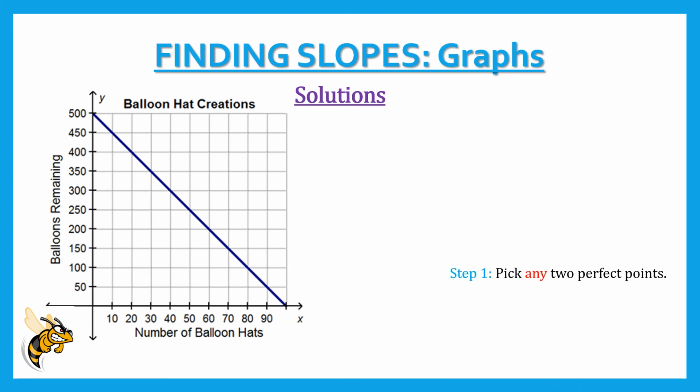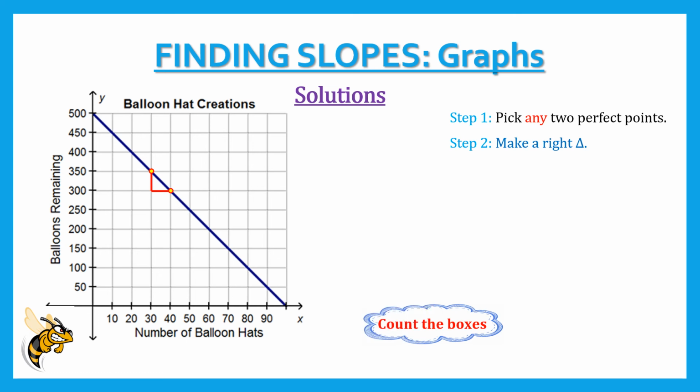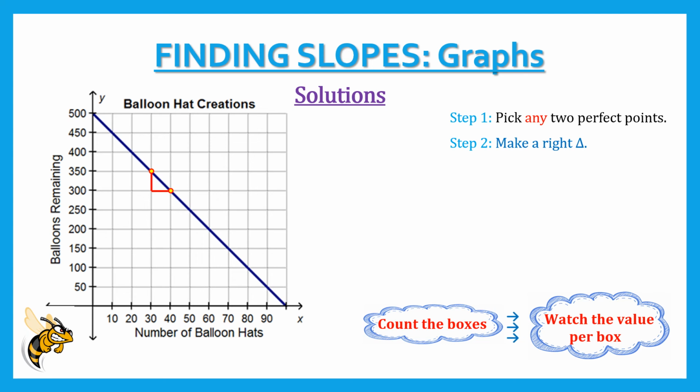In this case, we're going to pick, once again, 2 perfect points. We're going to make a right triangle. And we're going to count the boxes, and we're going to pay attention to the value of each box. What I notice here is we went from 0 to 10, so that means each box is worth 10 because it's increasing by 10. On the y side, it is going up by 50 because it's 50, 100, 150. So every box is worth 50 going up, and every box is worth 10 going to the right. So therefore, the rise is 50 and the run is 10.